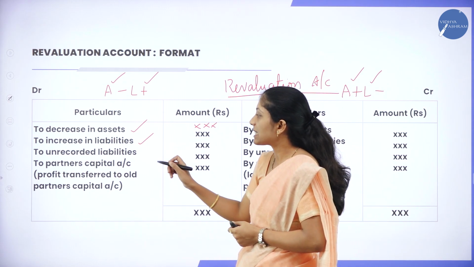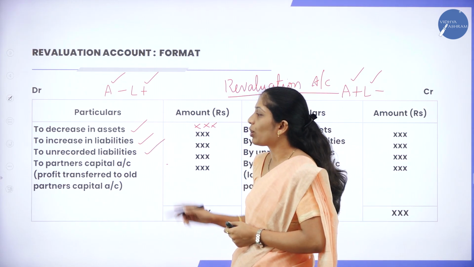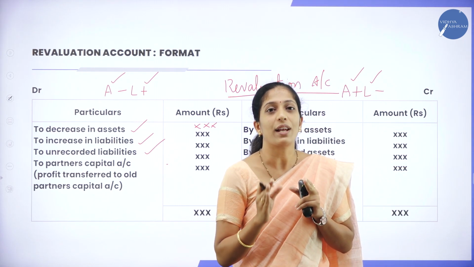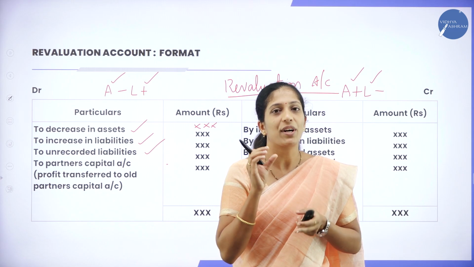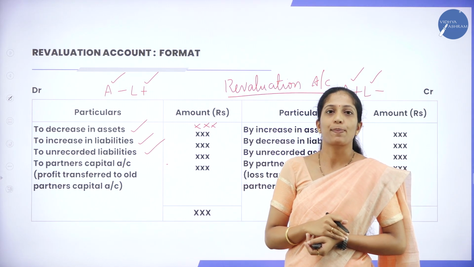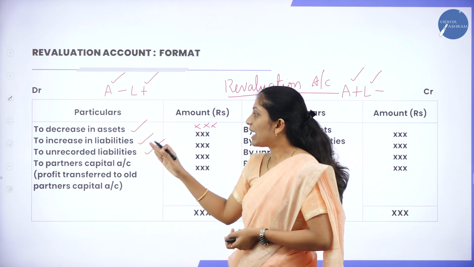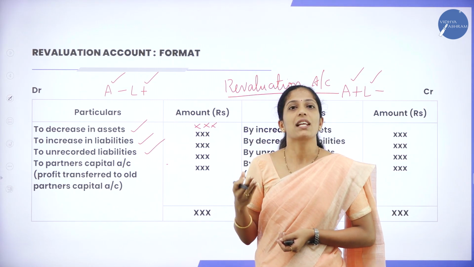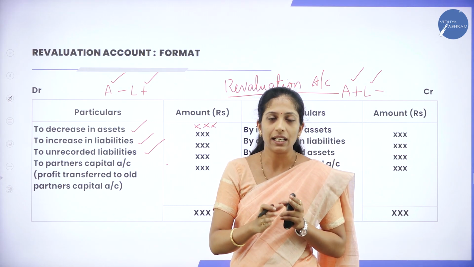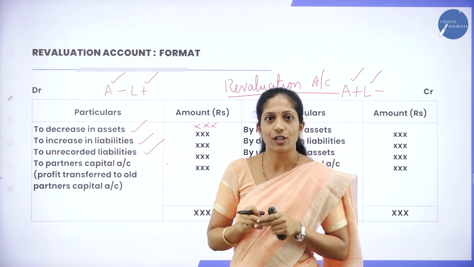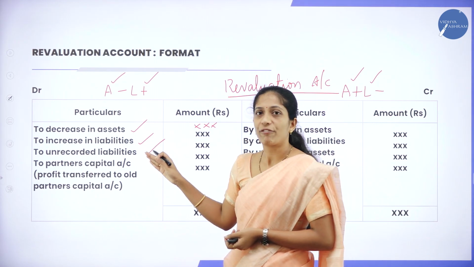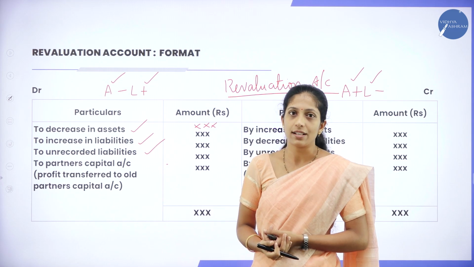In the same way, if there is any unrecorded liability. Now what do you mean by unrecorded liability? For example, in the balance sheet, there is no liability, so they have not given a particular liability. For example, outstanding expenses. So outstanding expenses is a liability, right? But in the adjustment, they have given the liability. In the sense, in the old balance sheet, there is no liability. But when a partner enters into a partnership firm, there is a new liability. So such type of liability is called unrecorded liability.